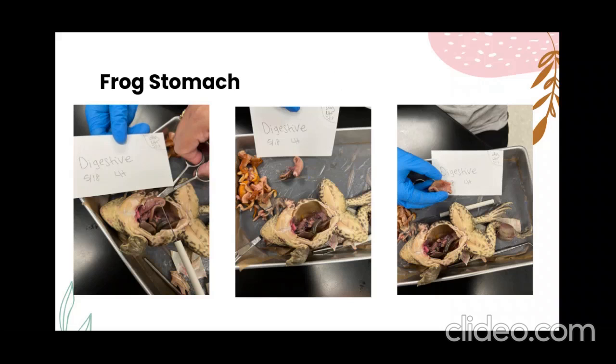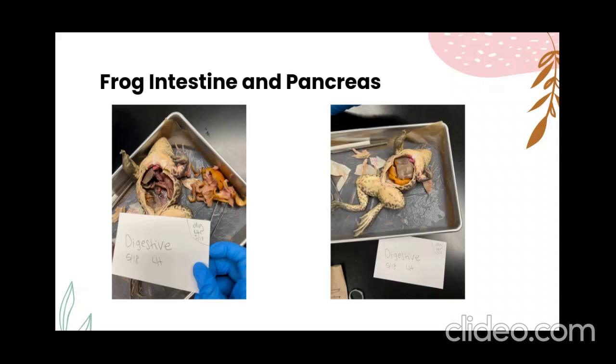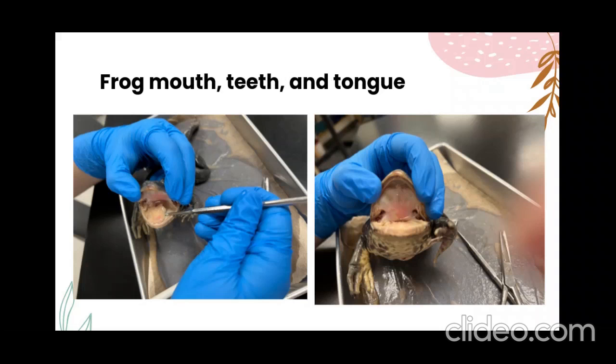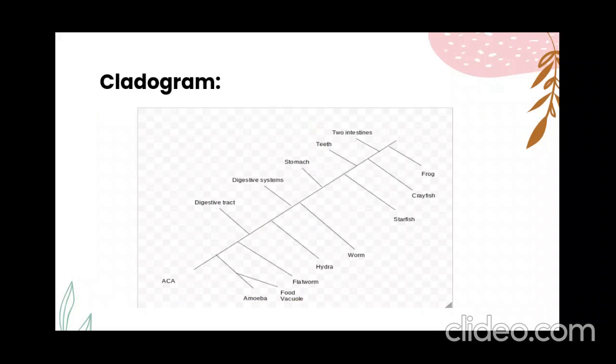This is the frog's stomach. This is the frog's intestines and pancreas. This is the frog's mouth and teeth and tongue. And then this is our cladogram.